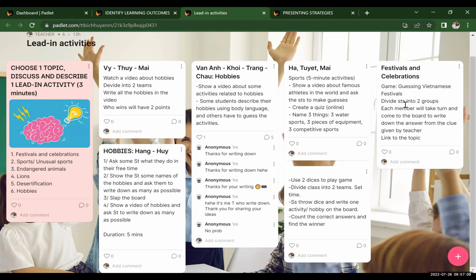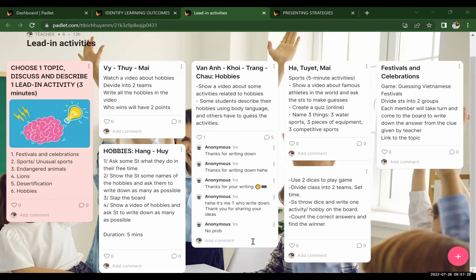Guessing Vietnamese festival. Divide students into 2 groups. Each member takes turns and comes to the board, writes out the answer from the clue given by the teacher. And it should be linked to the topic. Okay, wonderful. Okay, you are wonderful teachers.